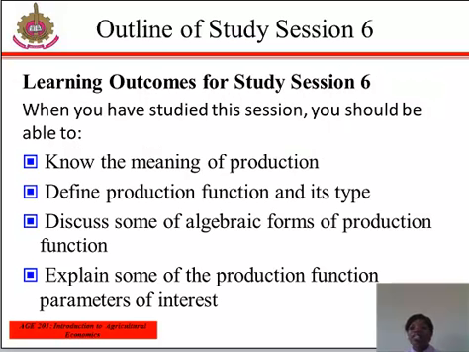At the end of this study section, you should be able to know the meaning of production. Secondly, you should be able to define production function and its types. Also, you should be able to discuss some of the algebraic forms of production function. And lastly, you should be able to explain some of the production function parameters of interest. Let's take them one after the other and discuss.